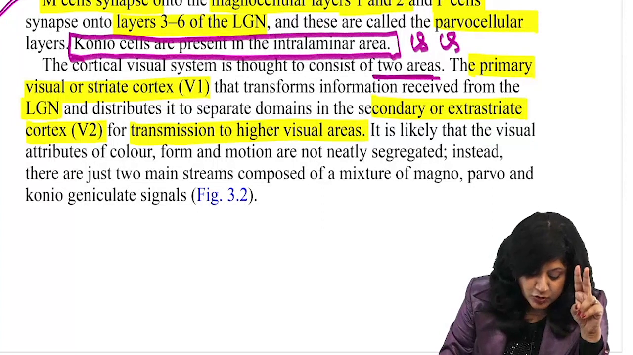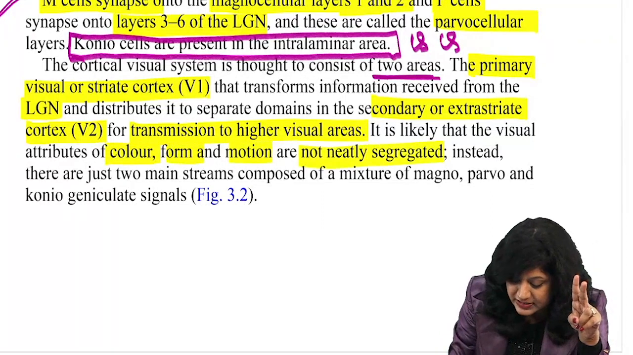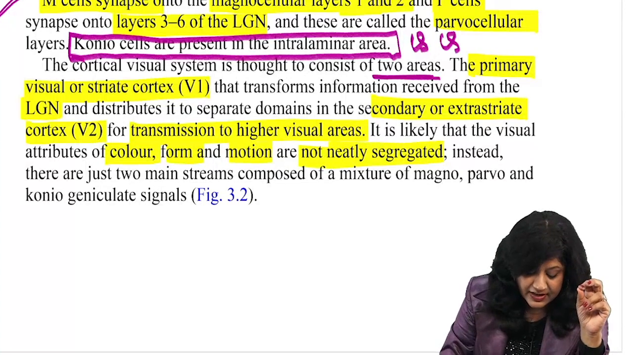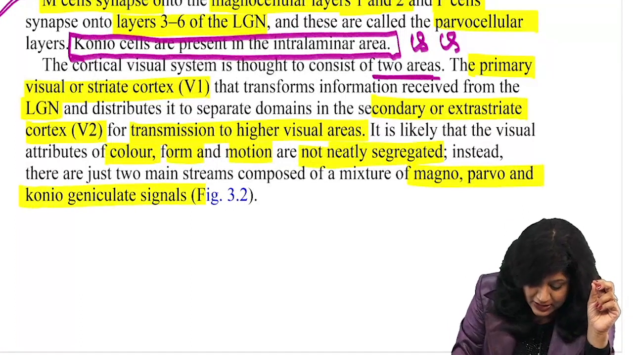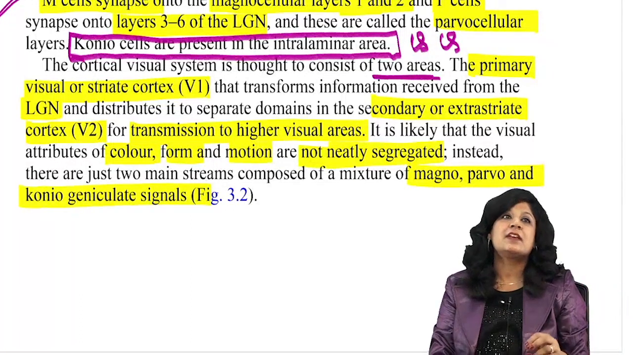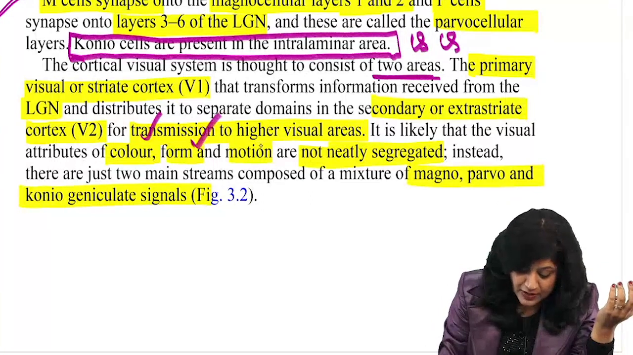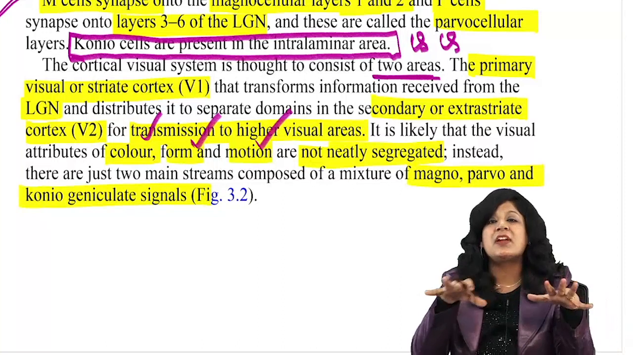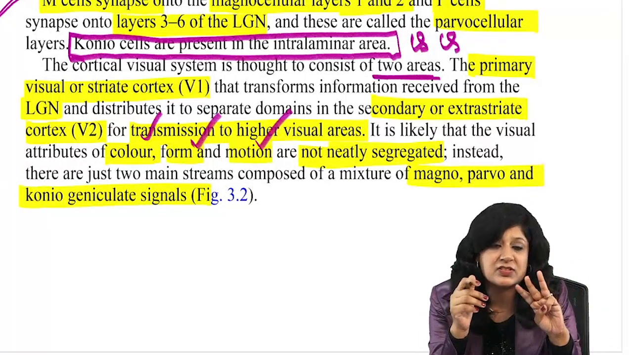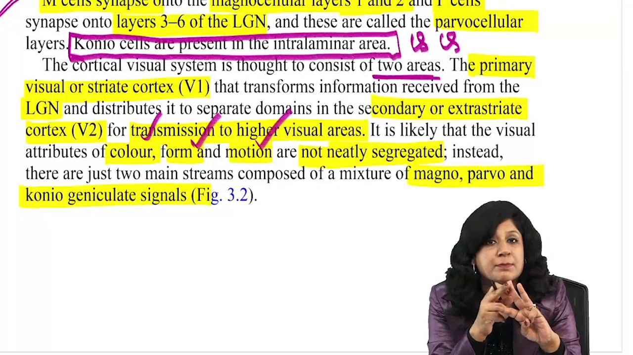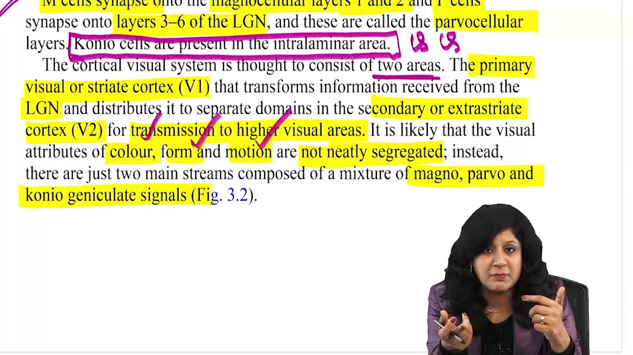It is likely that the visual attributes of color, form, and motion are not neatly segregated. Instead, there are just 2 main streams composed of magno, parvo and conio geniculate cells. They are saying that we have color, form, and motion, but there is no strict segregation of these things; we have a broad segregation of 3 pathways: the magnocellular pathway, the parvocellular pathway, and the coniocellular pathway, which lies in the intralaminar area.